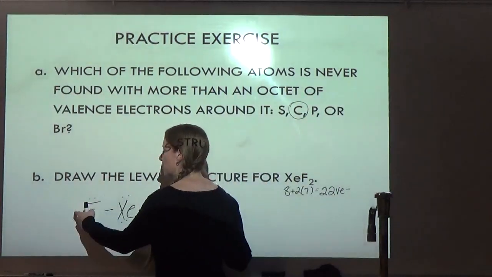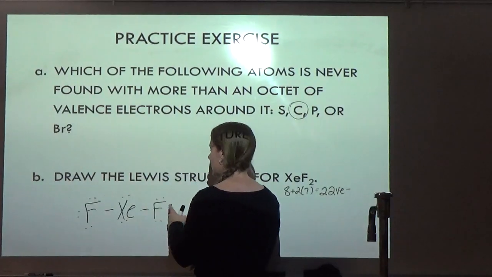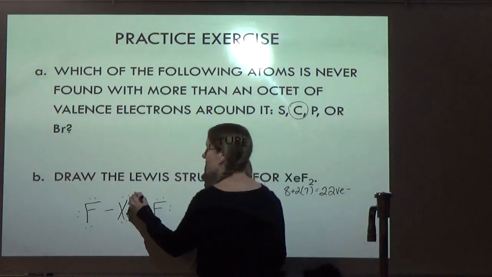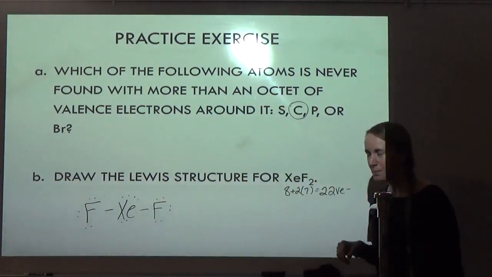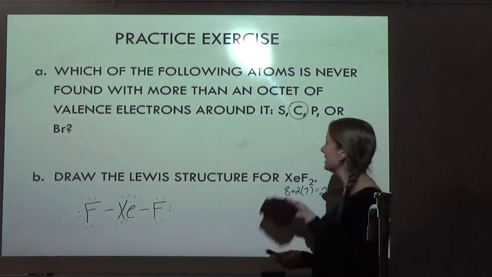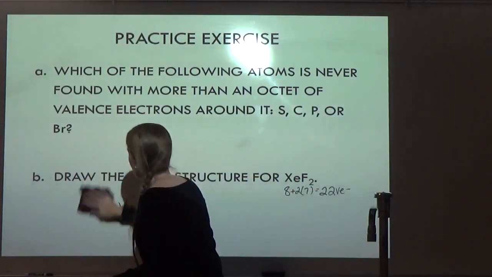All right, so I count 2, 4, 6, 8, 10, 12, 14, 16, 18, 20. So I have to have 22, so I just put the extra 2 on that center atom. Okay, because remember, Xe can accommodate more. It's one of the noble gases. So hopefully you got that right.